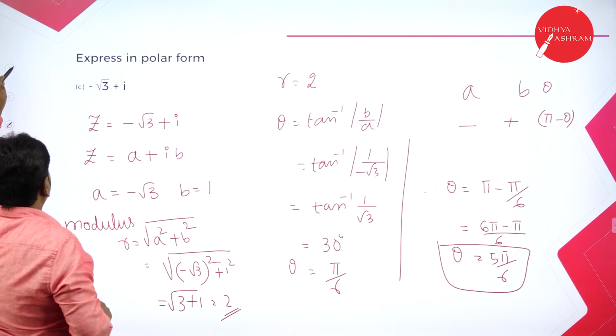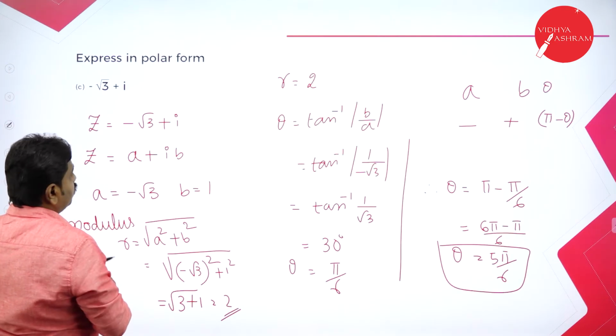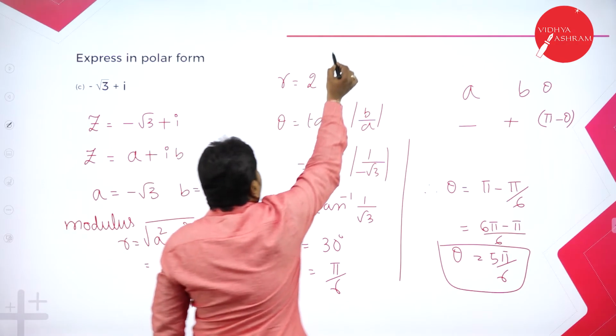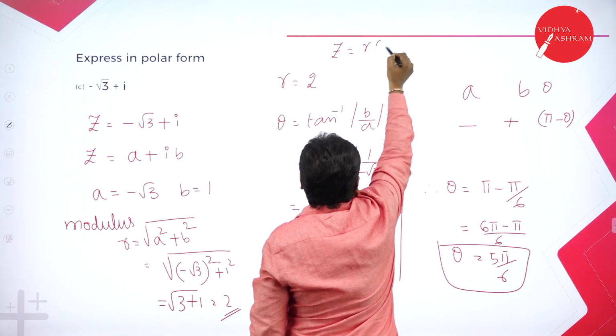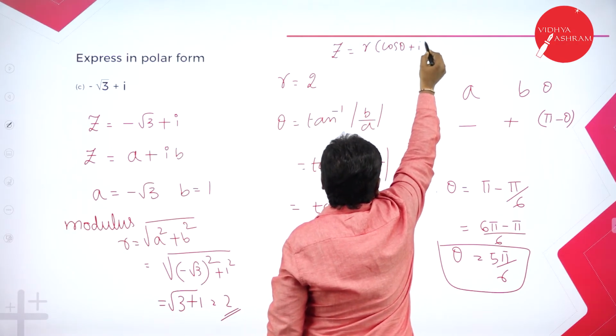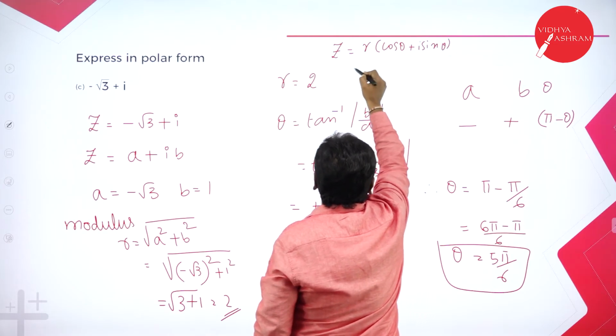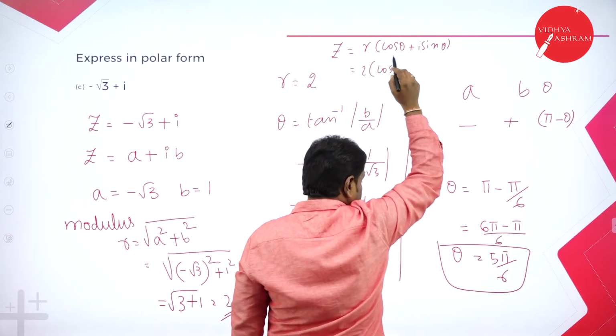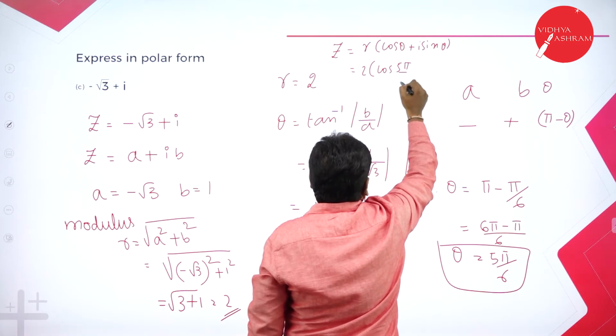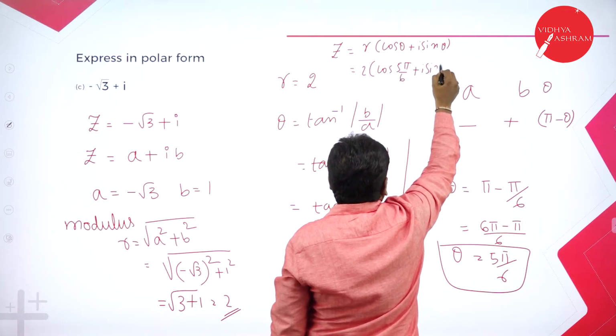Further, write it in polar form. What is the polar form? Z is equal to r cos theta plus I sin theta. That is 2 cos 5 pi by 6 plus I sin 5 pi by 6.